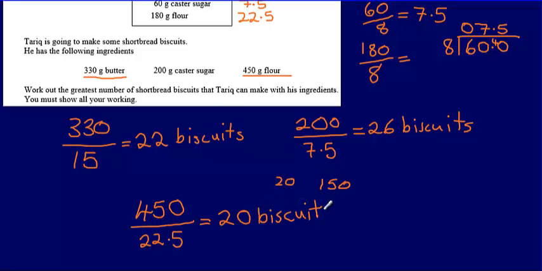So what is the highest number of biscuits that Tarek can make? My answer here is actually going to be 20 biscuits, because I do not have the ingredients. I don't have enough flour to make 22 biscuits, and I don't have enough flour or sugar to make 26. So whilst this is the lowest number in terms of the number of biscuits that I could make, I could only make 20 biscuits. That's the most that I could make, because I wouldn't have enough flour to make 22 or 26. So final answer would be 20 biscuits.